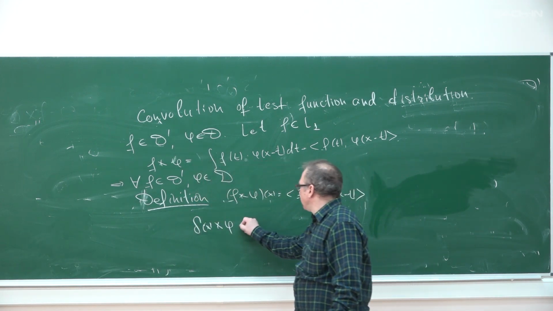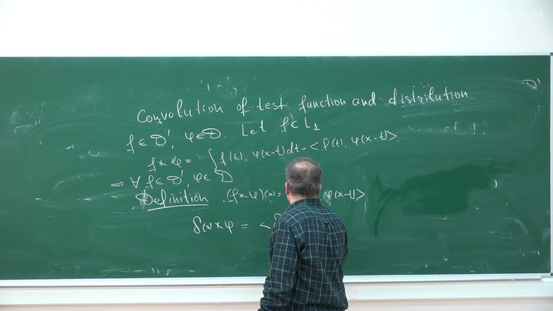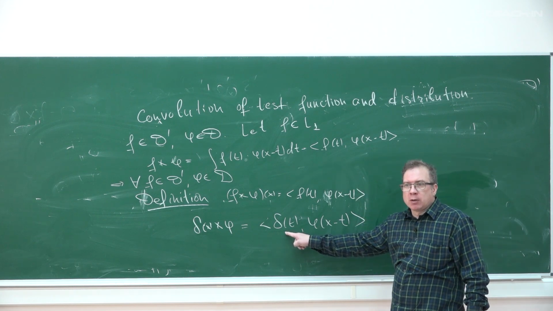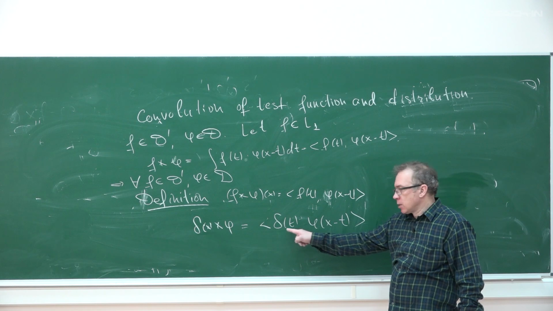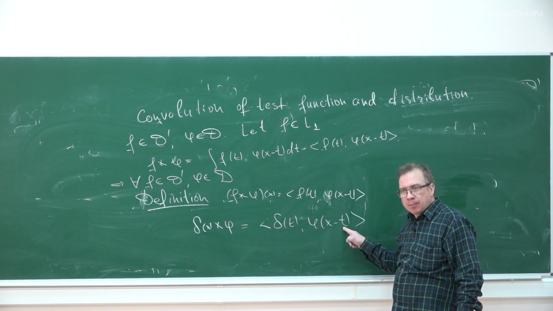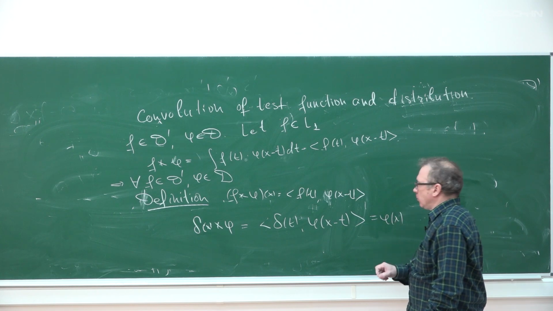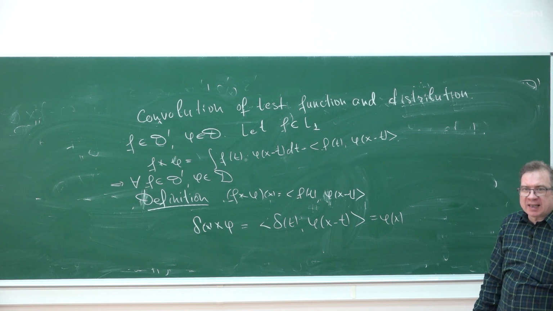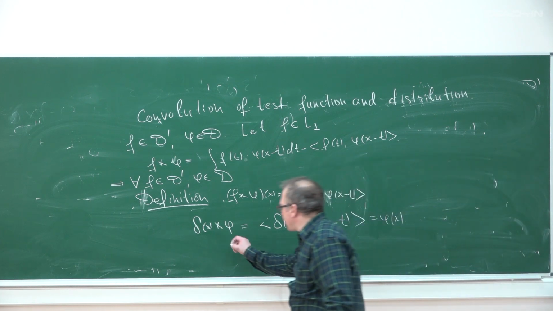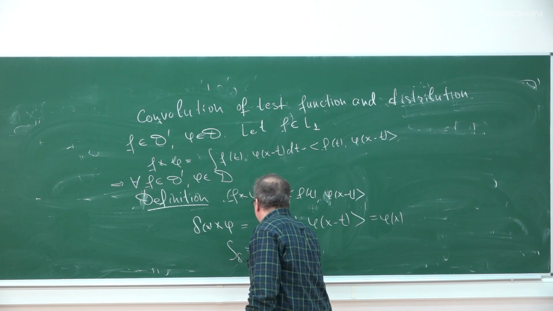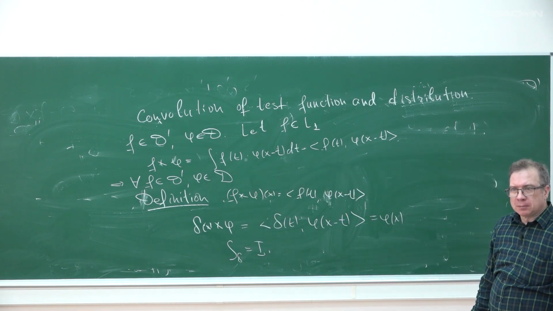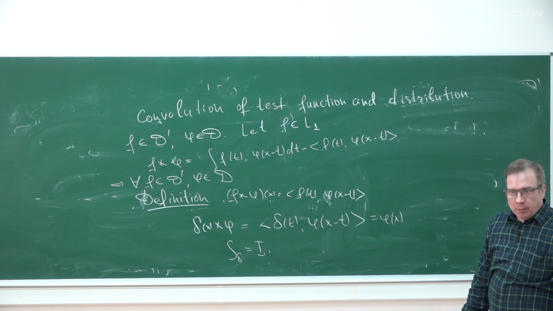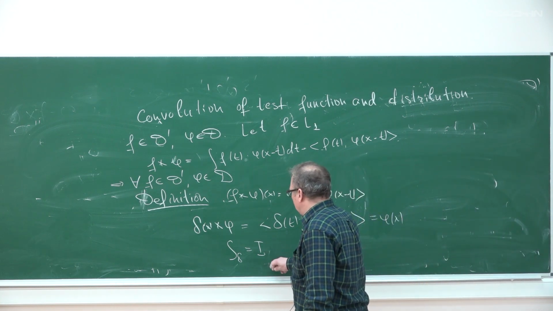By definition, what does the delta function give us? It evaluates the value at 0, yes? So we must put t equals 0. So convolution with the delta function is the identity operator. You can write it as delta, as we write, is the identity operator.